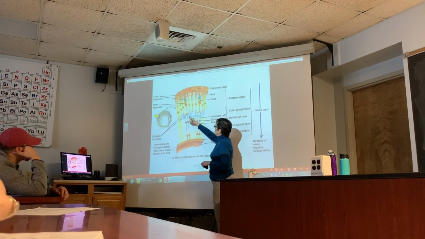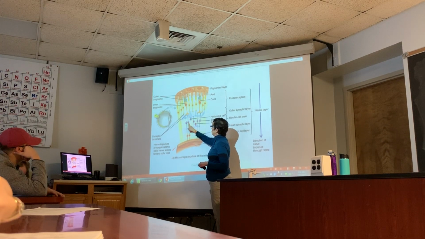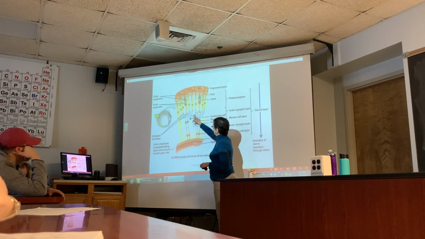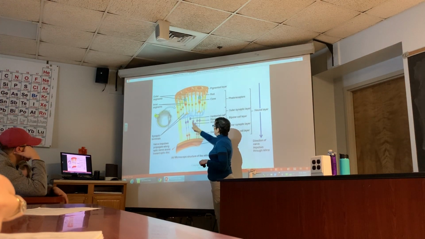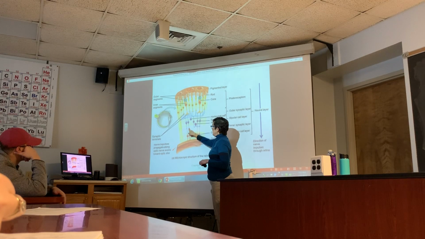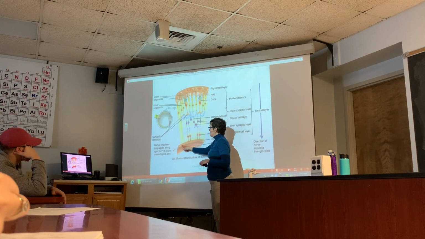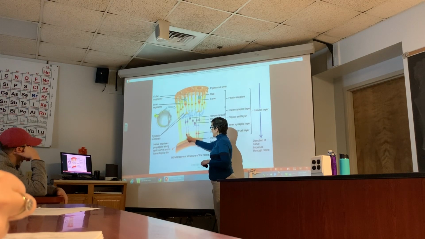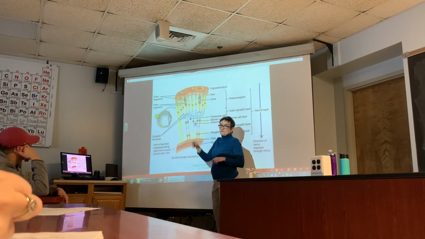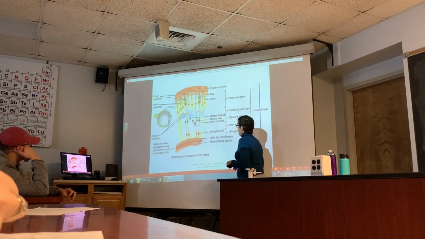And then, again, those cells stimulate bipolar cells right here, which are literally bipolar. Dendrite on one side, axon on the other. Those bipolar cells then stimulate ganglion cells to generate impulses to the optic nerve. And these axons extend all the way to the optic nerve and onto the brain.